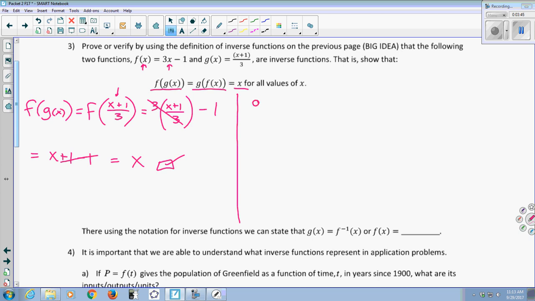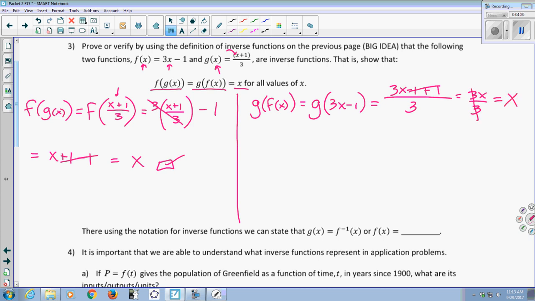G composed with f of x. Well, f of x, replace f of x with its formula, which is 3x minus 1. And then the function notation here means I replaced this x with a 3x minus 1, which means you have to replace all of the x's in the formula for g with a 3x minus 1. So I have 3x minus 1. That was replacing my x. Then I have the plus 1 and the over 3 from the formula. The minus 1 and the plus 1 cancel, and you get 3x over 3, which is x, because the 3's cancel. So we proved it.